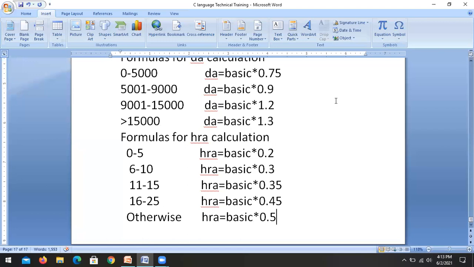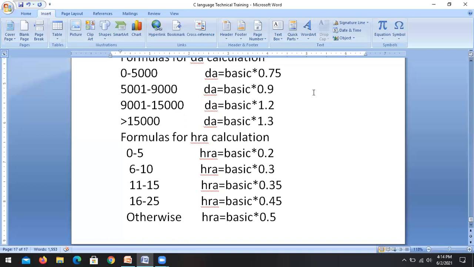Similarly, experience up to 5 years, 0.2. Up to 10 years, 0.3. Up to 15 years, 0.35. Up to 25, 0.45, otherwise 0.5. So these are the formulas we have. First of all, you have to write the formulas on your own. Once you can develop the formulas, then we can write the program.